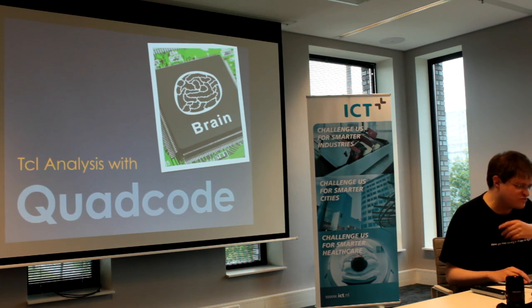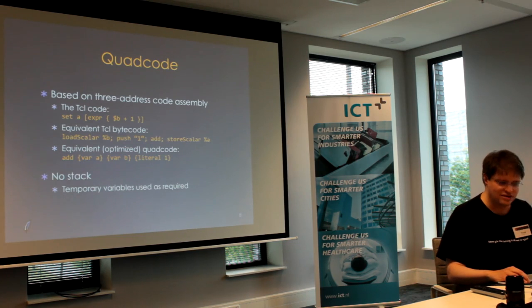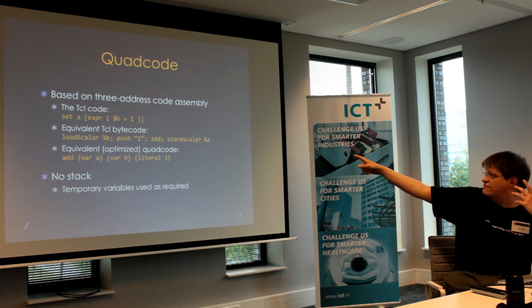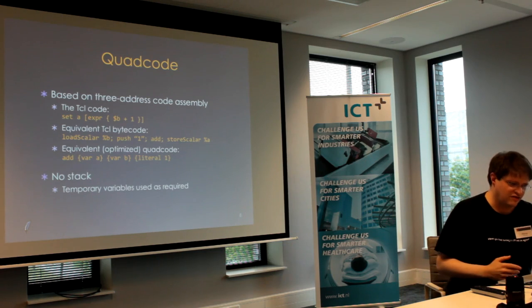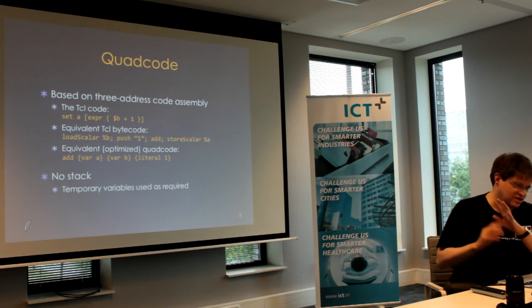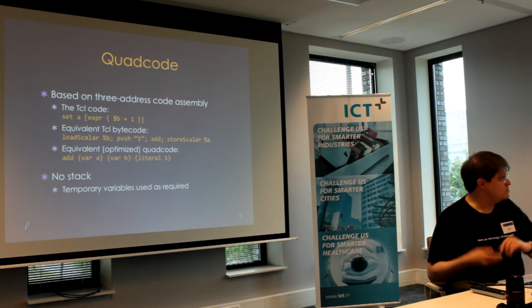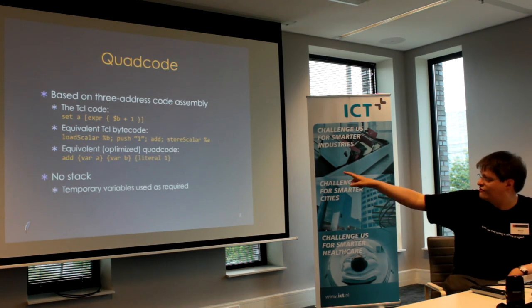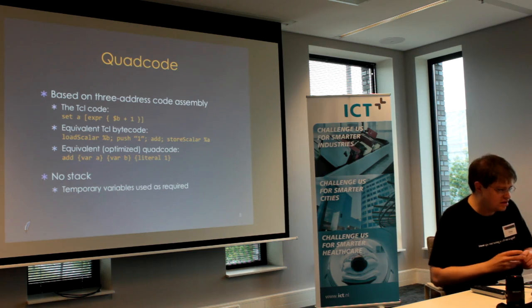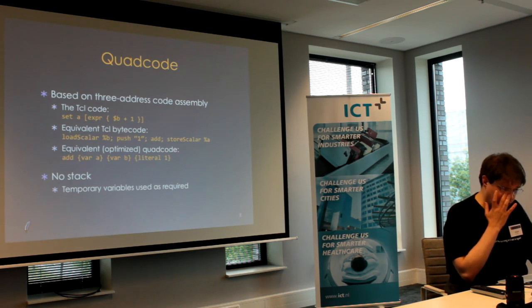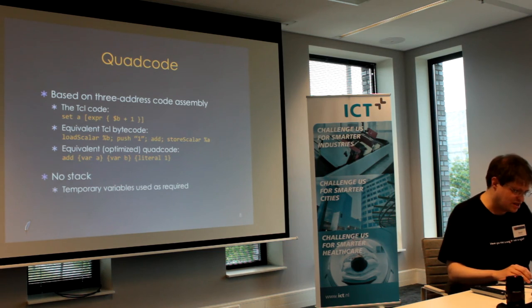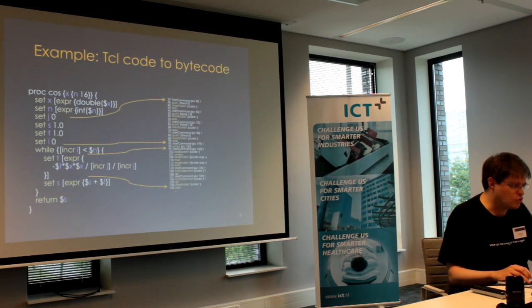We've been doing some analysis, and so we have some TclQ code. That's really easy. We can say that A is in that, and then some bytecode which is equivalent to it, and then we do a little bit of optimization, and we get the equivalent quadcode, which just works with named variables and literals. The big thing is that we've got rid of the stack here, and it's much easier to analyze.